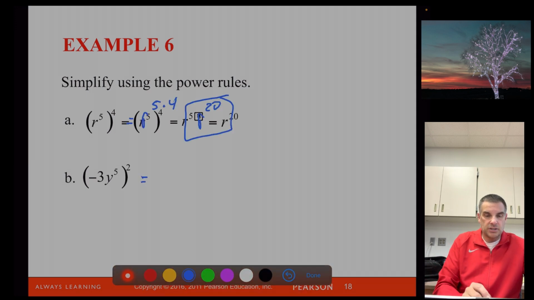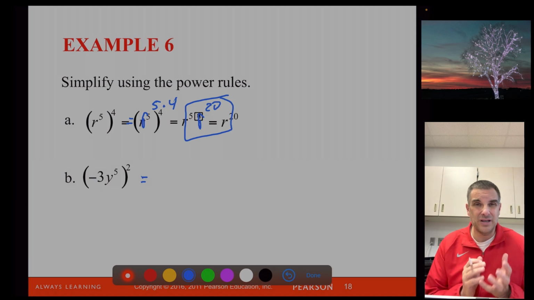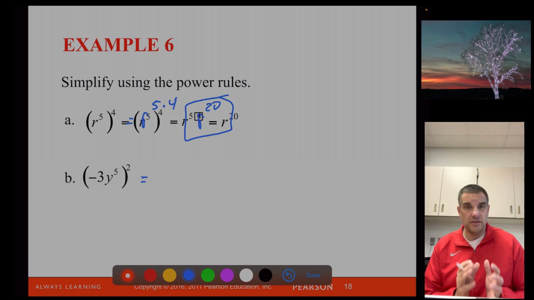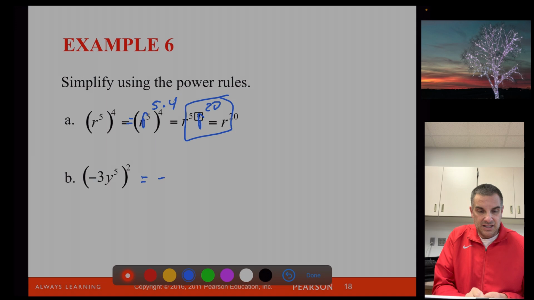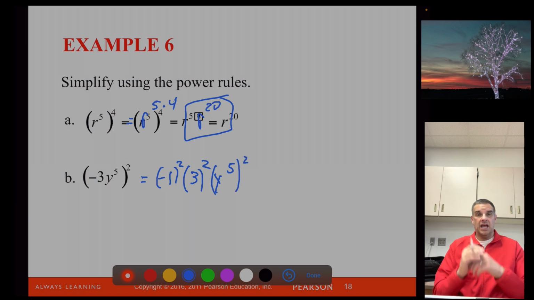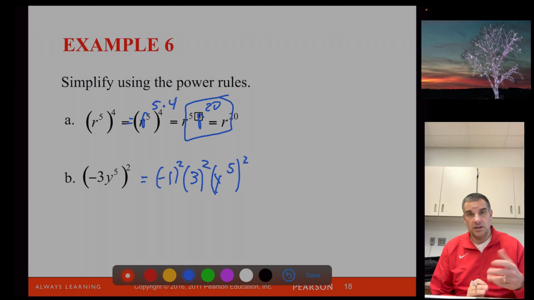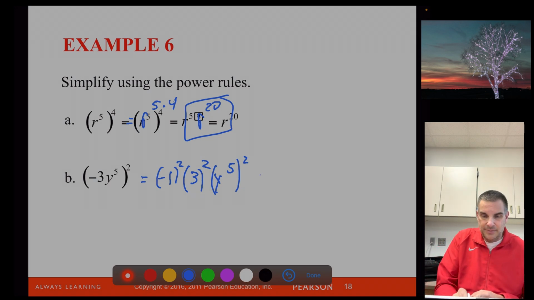you need to distribute that 2 to everything. So you have negative 1 squared, 3 squared, y to the 5th squared. All of these things need to be squared. It has to distribute into each of them. A negative times a negative is a positive. 3 squared is 9. Y to the 5th squared is y to the 10th.